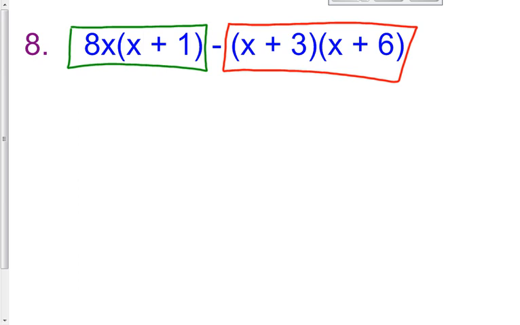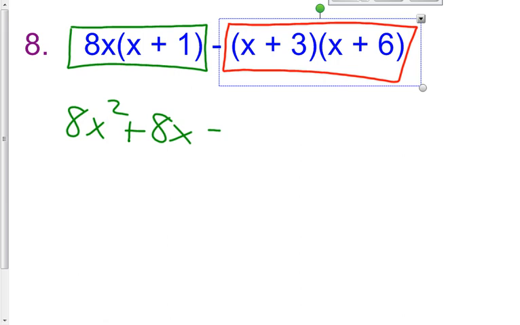So here we have our green section as being 8x squared plus 8x. We're subtracting. Now this is where it becomes a little bit tricky, class. I like to FOIL using positive numbers right here. So I'm just going to subtract this whole quantity right here after I'm done FOILing it. So that's why I'm going to have the subtraction sign. I'm going to put a parenthesis right here telling me that I'm going to have to distribute that negative sign at the end. So let's FOIL this red part.